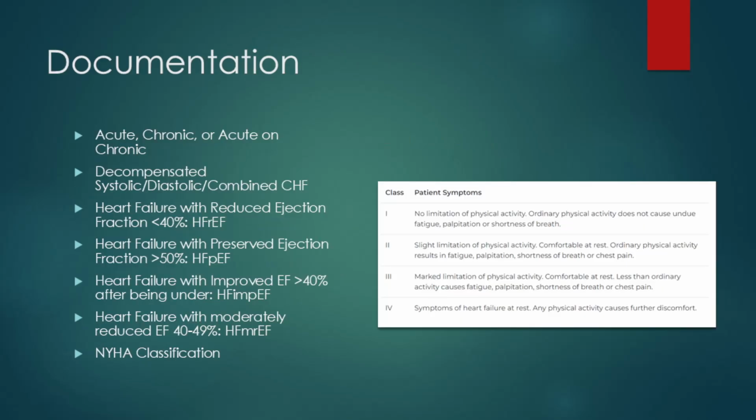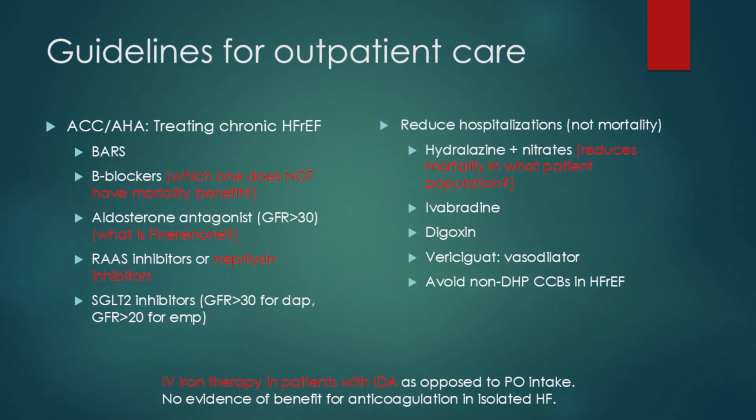And for documentation purposes, here is the acute, you can just read this slide, but HFrEF, HFpEF, acute, chronic, acute on chronic, heart failure with improved EF, heart failure with moderately reduced EF, as well as the New York Heart Association classification. It depends on the hospital if they use the NYHA, but the documentation is really important and you'll get in trouble for not using the right ones.